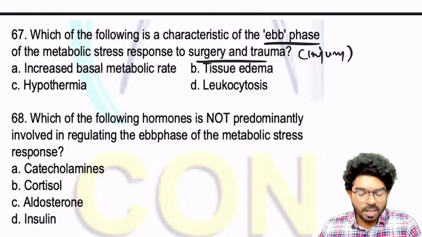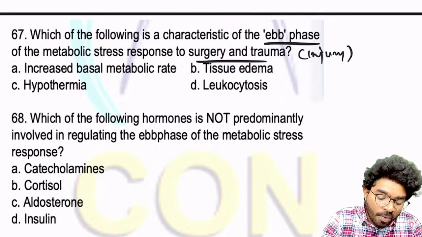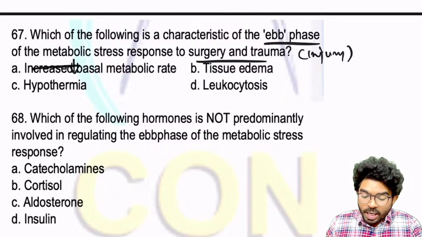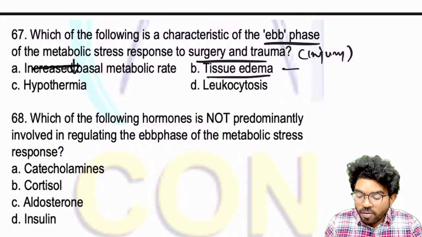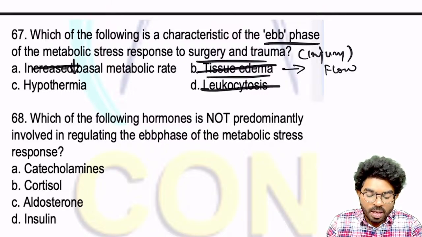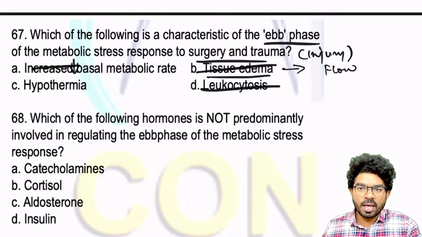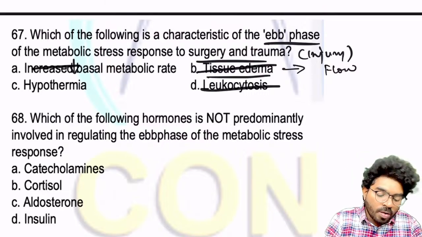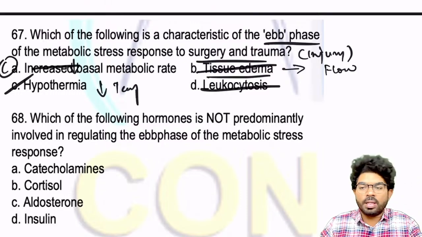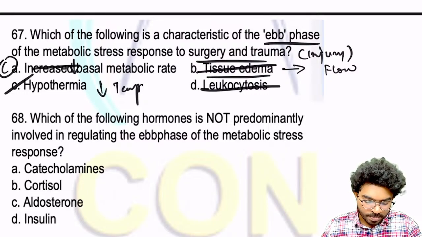It is basically injury. The injury can be during the surgery or it can be during the trauma. If you're talking about BMR, we have already discussed it. During this phase, the BMR decreases. Tissue edema is seen in the flow phase, not here. Leukocytosis is seen in the flow phase. An increase in the BMR is seen in the flow phase, whereas a decrease in the BMR is seen in the EBB phase, where there is a decrease in temperature, hypothermia. The answer is C. I hope you are very, very clear with this.